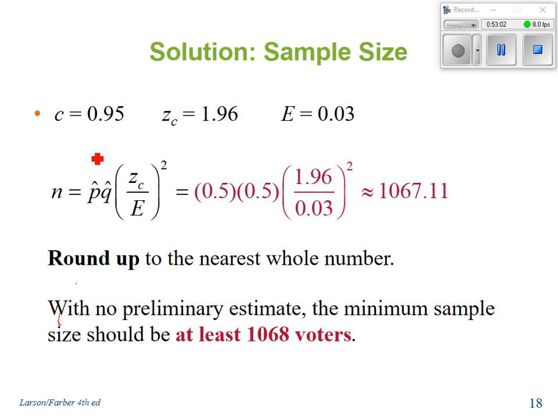When we're doing this, again, we're finding n. So you always want to round this up. You're always going to round up, so that'd be 1068, because we're not going to have 0.11 of a person if we're talking about voters. So you're always going to round it up.